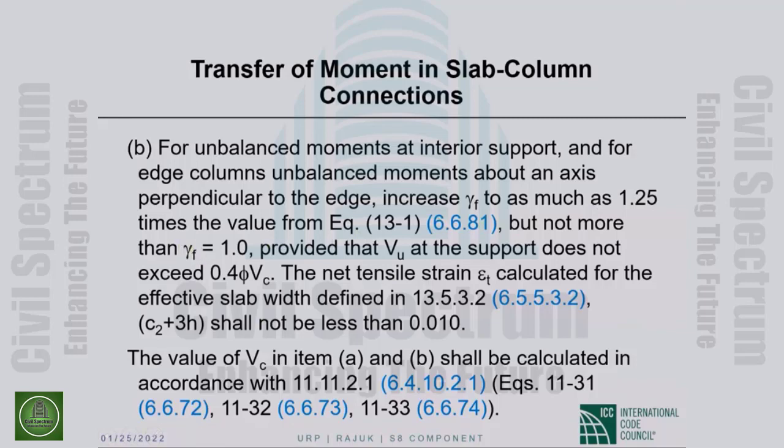Okay? If gamma sub f is 0.6, we can increase it all the way to 0.75, 125%. If two things are true, if V sub u now is less than 40% of phi times V sub c, no longer 50 or 75. Secondly, the net tensile strain calculated for the effective slab width that we discussed yesterday, the moment transfer bandwidth, the net tensile strain calculated for the effective slab width shall not be less than 0.010. Okay, if those two conditions are satisfied, then we can increase gamma sub f to 125% of gamma sub f. Again, that gives us flexibility.